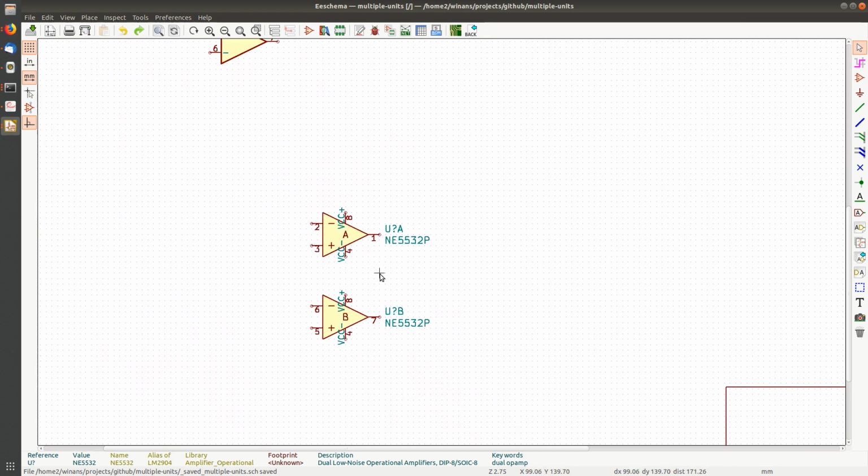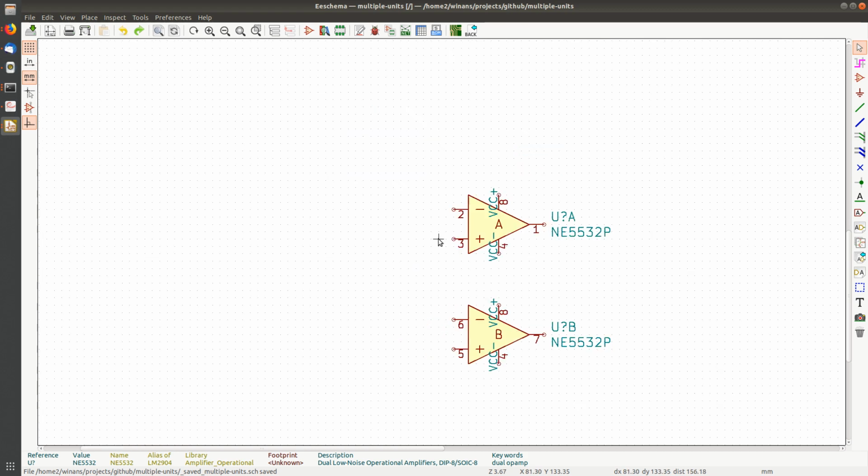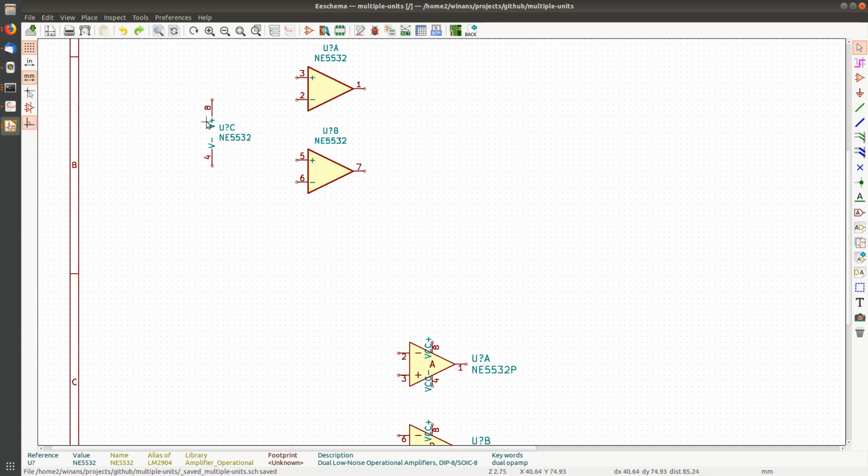Down here, this is not uncommon either, to show the power on the op-amp. So you can decide what works best for you. Either show the power on all of them or on none of them, with it off to the side.